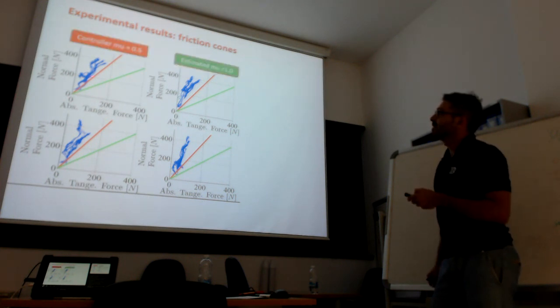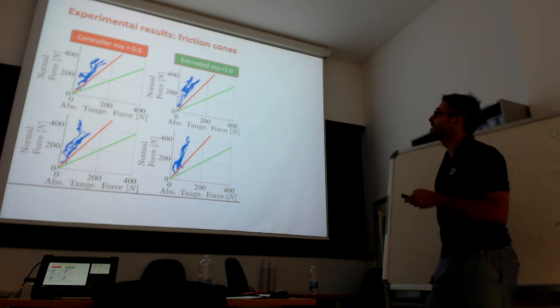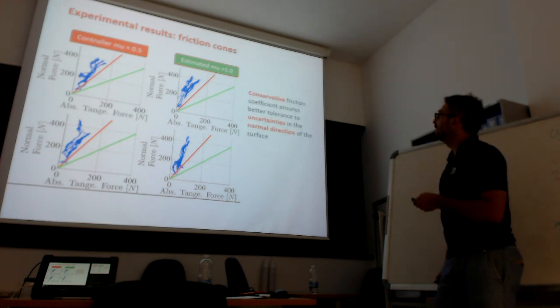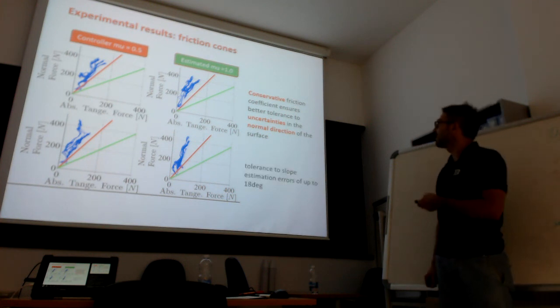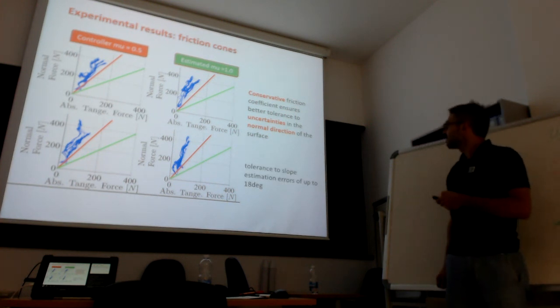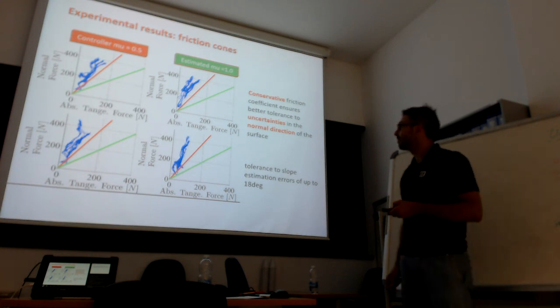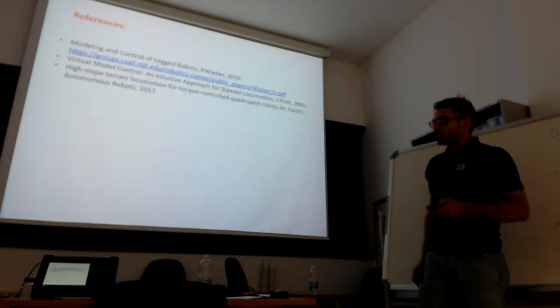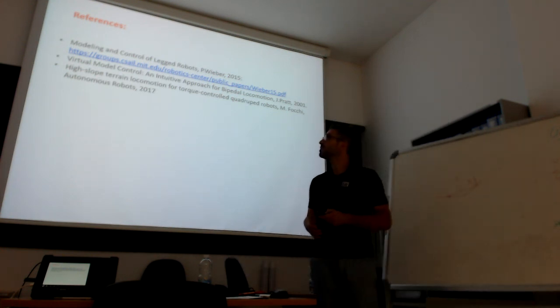1, and to be conservative we set a friction coefficient of 0.5, and we see that all the forces during the experiment remain inside the conservative cone we set in the controller. This conservative friction coefficient ensured a better tolerance to uncertainty in the normal direction to the surface, and tolerance on the estimation of this normal up to 18 degrees. So yeah, that was the presentation for the quasi-static approaches.